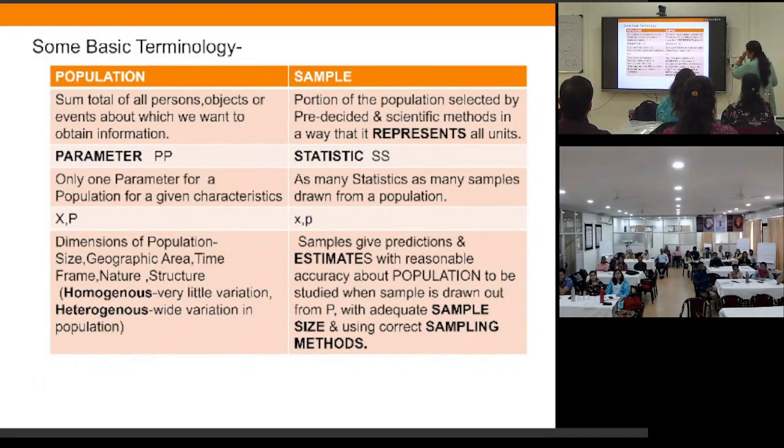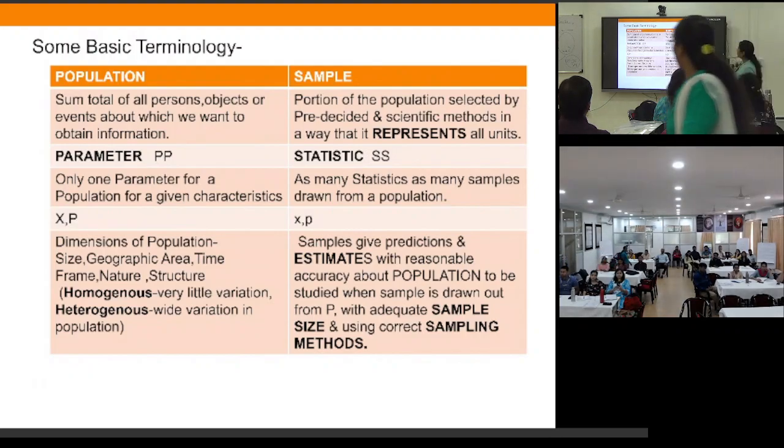Other terminology is: what is a population, what is a sample. The bigger circle over there is the population, and from it we draw sample A, sample B, sample C. If I want to see the average height of all the students of DY Patil, that big number is the population. But for my exercise, I will just pick some sample, that is sample A.